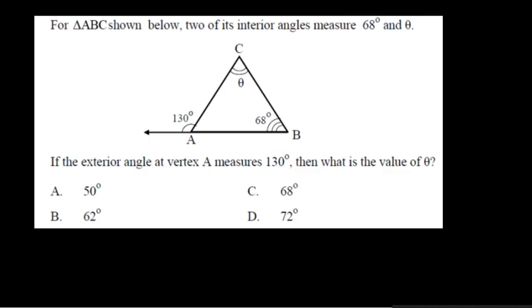The next question is the geometry part. It says, for triangle ABC shown below, two of its interior angles are given to you, 60 degrees and theta.